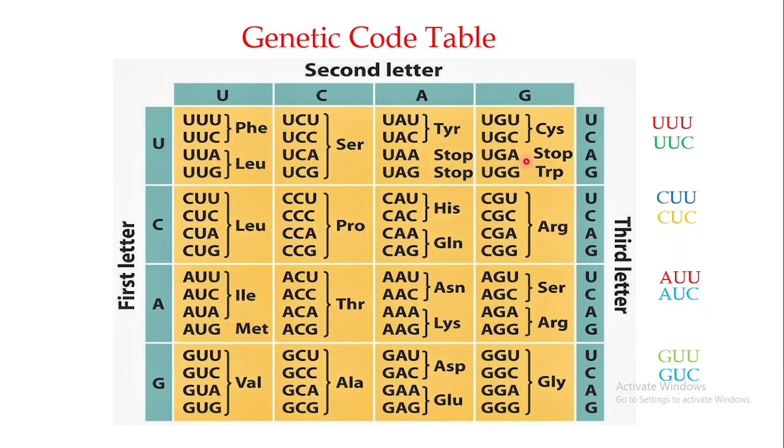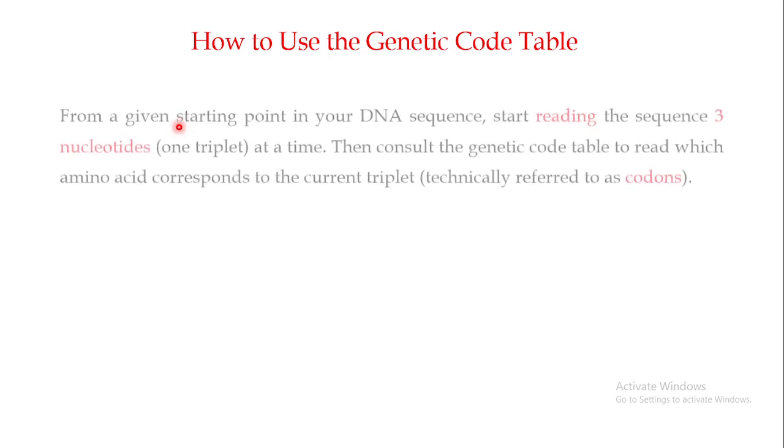I've told you that the genetic code table is made up of three letters, the first letter, the second letter, and the third letter, and when you combine them, that gives you codons, and each codon specifies a single kind of amino acid. Now in this video, I want to focus on how you can use this genetic code table.